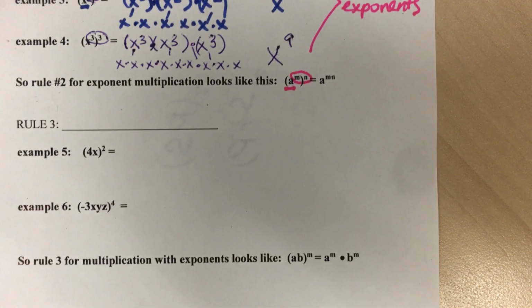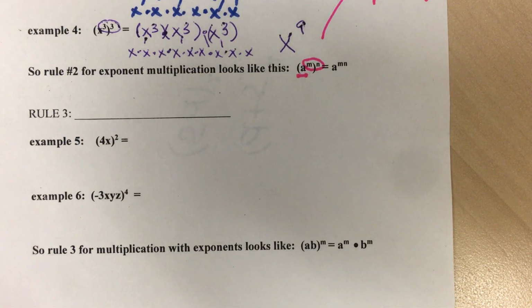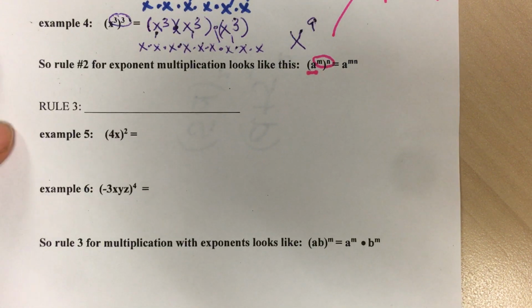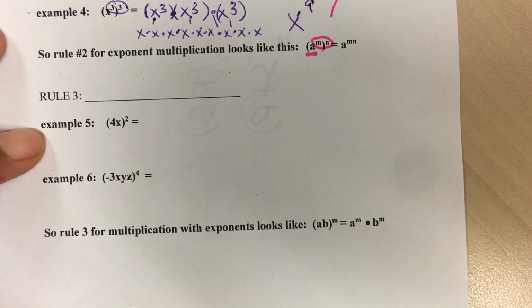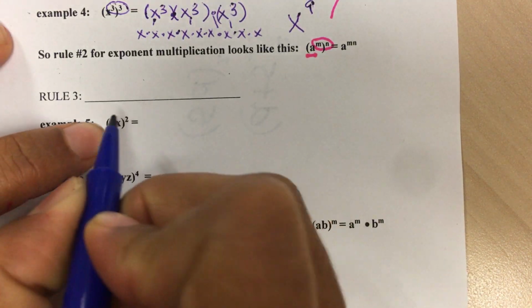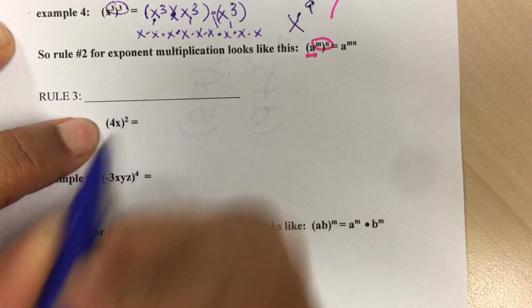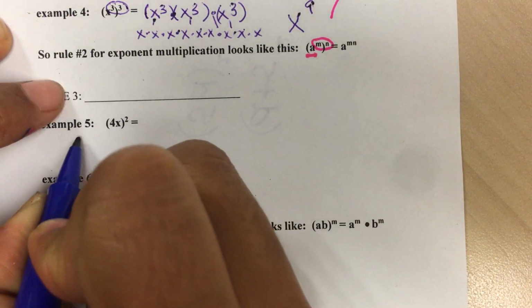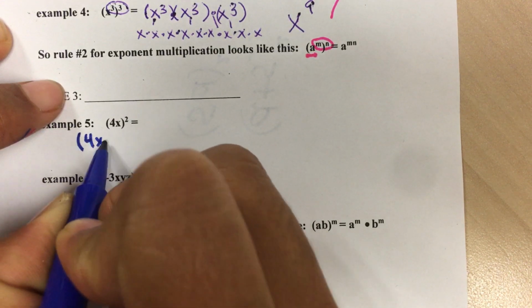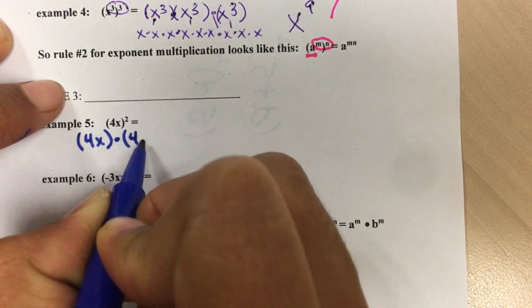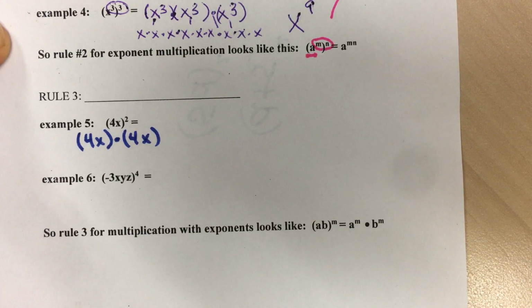All right, and the very last of our exponent rules, rule 3, is... I'm not going to tell you what it's called yet. Hold on, let me just demonstrate it for you. Okay, so (4x) squared, what does that mean? It means 4x times 4x. That's what that means.